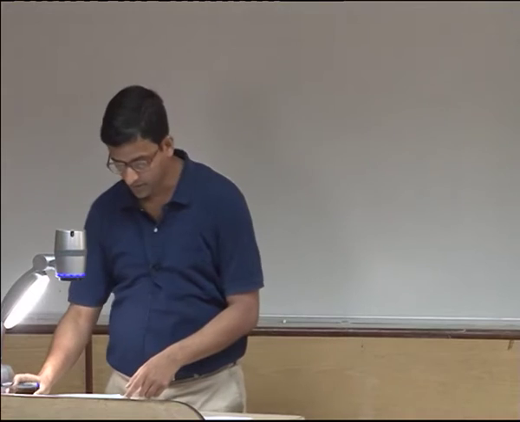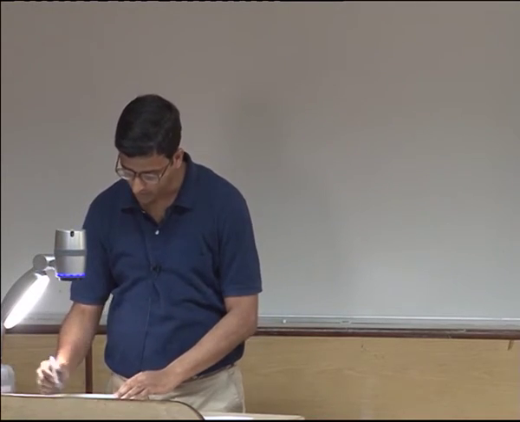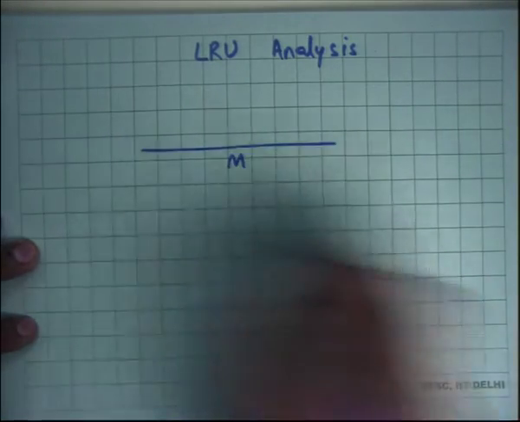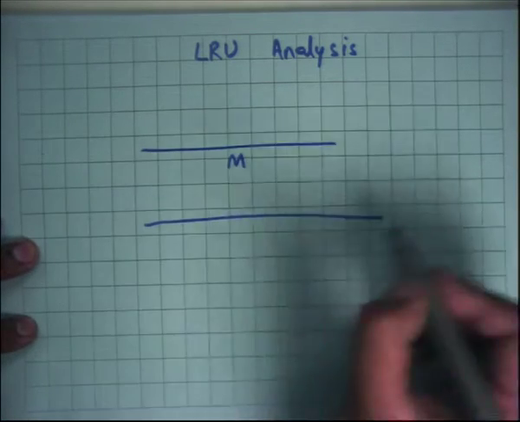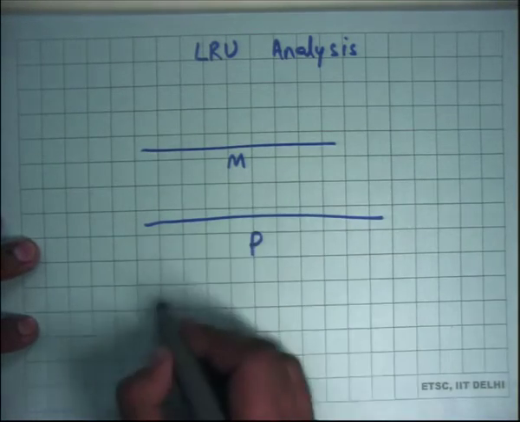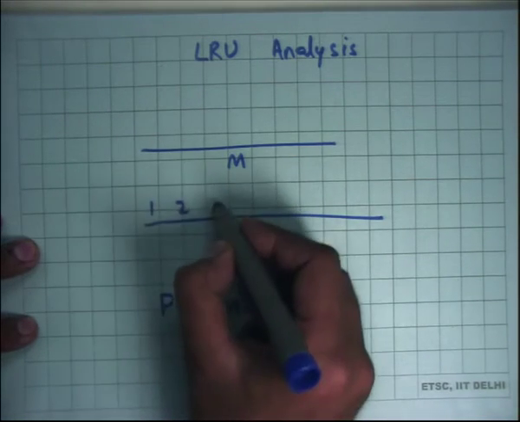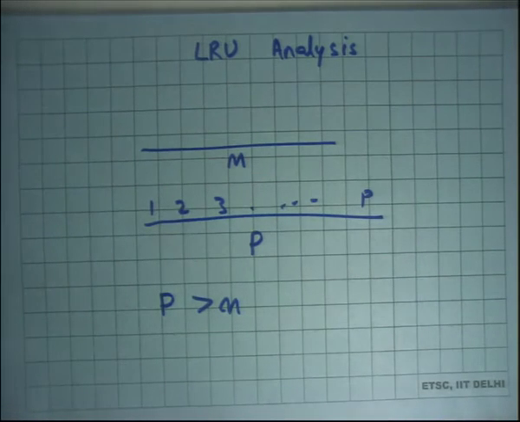But here's a common example of a pattern where LRU does not work. Let's say you have some physical memory M, and you are accessing a set of pages P such that P is greater than M. So you're accessing 1, 2, 3, up to P, repeatedly in a cyclic manner, 1, 2, 3, 4, 5, 6 till P, and then you come back to 1 and so on.